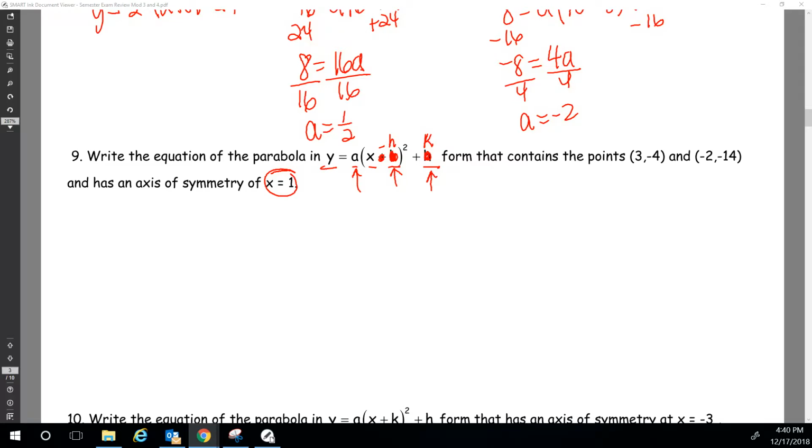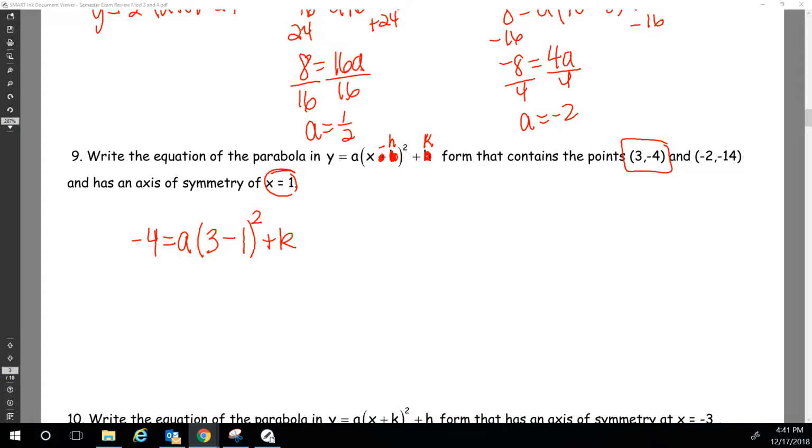So let's start with this point here, plugging it into this equation. My y is -4. I don't know a. X is 3 minus my h value, because the axis of symmetry goes through the vertex, at 1. So 3 minus 1 squared plus k, which we don't know.